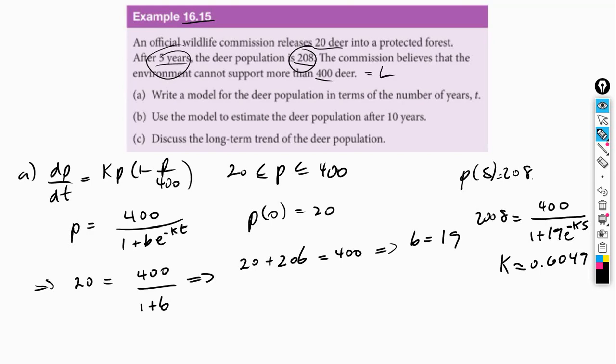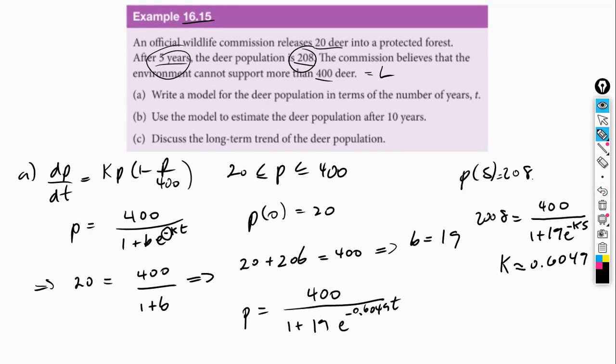So then we would have the model for this particular case. It's going to be P is equal to 400 divided by 1 plus 19 times e to the power of minus, notice that we have to take into account this minus here, minus 0.6049 t.